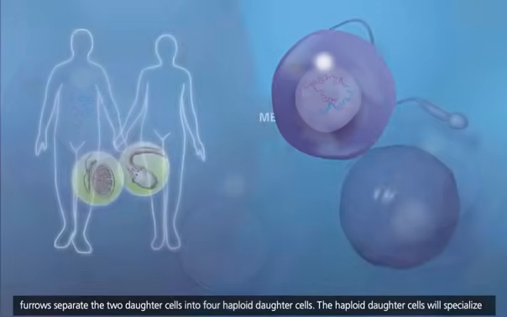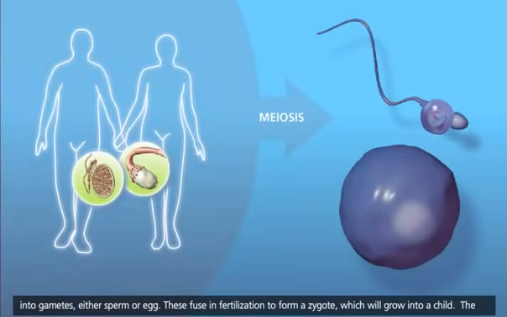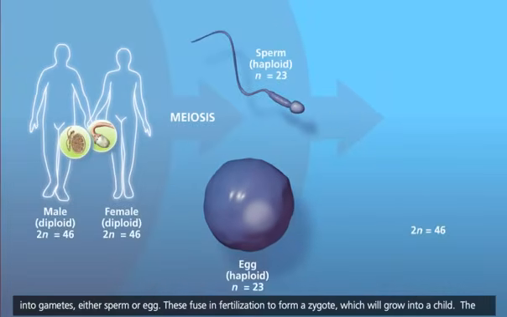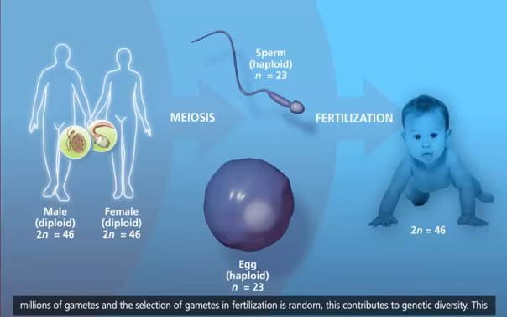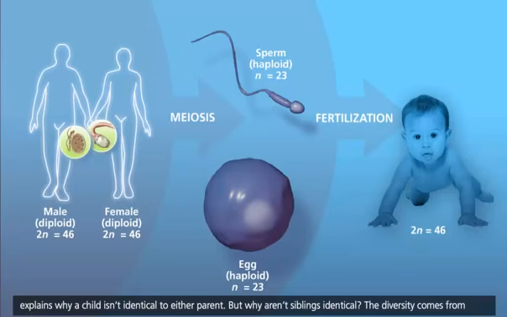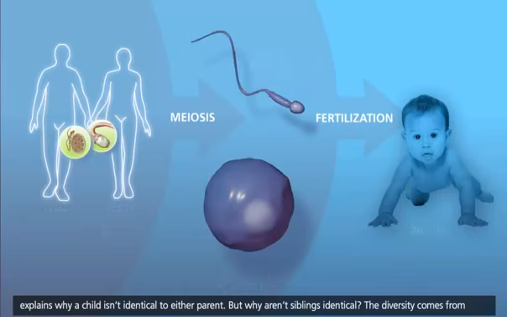The haploid daughter cells will specialize into gametes, either sperm or egg. These fuse in fertilization to form a zygote, which will grow into a child. The child receives half its chromosomes from its mother and half from its father. Because men and women produce millions of gametes, and the selection of gametes in fertilization is random, this contributes to genetic diversity. This explains why a child isn't identical to either parent.